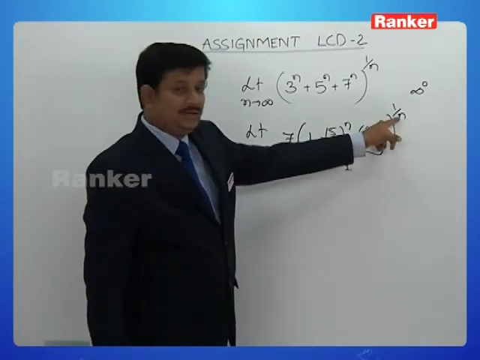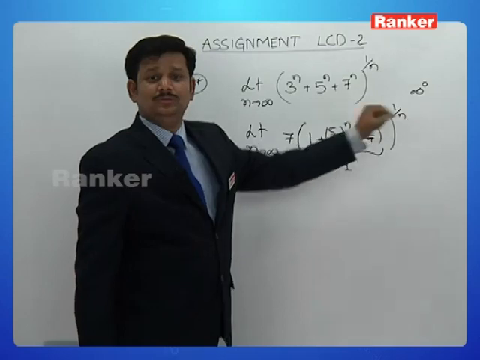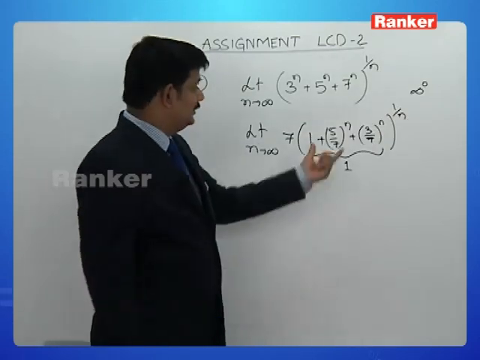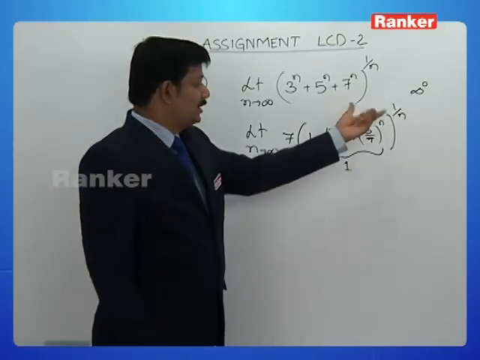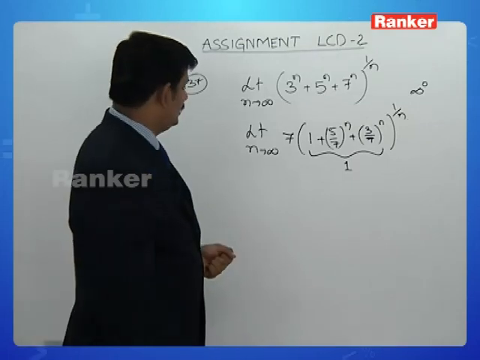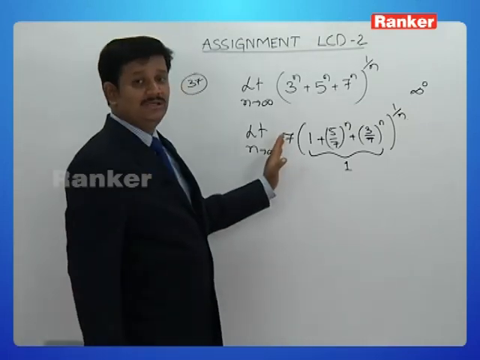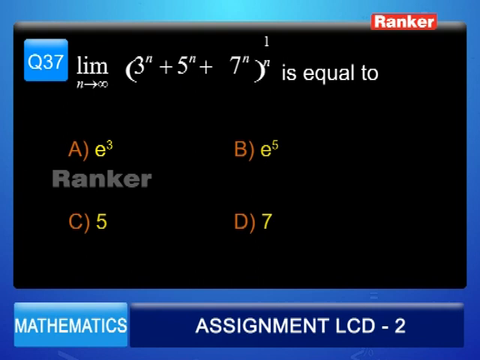1 power n, with n something close to 0, will always be 1. Anything power 0 is 1, and 1 power 0 will also be 1. So, this limit would be 7 into 1, 7. So, answer for this question is 7, which is option D.